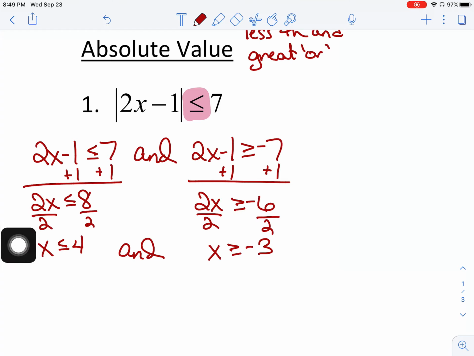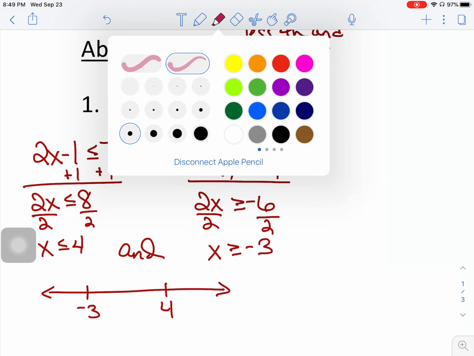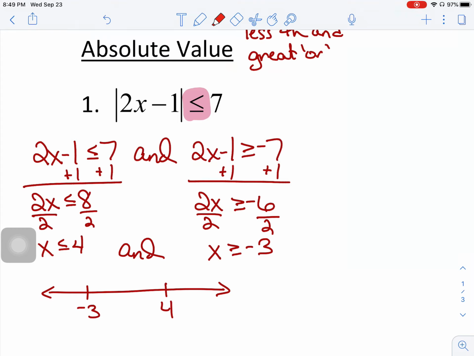So how do you find that? Well, a couple of methods. One method is to graph the two inequalities together. I'm going to change colors here, and let's see if I can make this work. Okay, so this says x is less than or equal to 4. From 4, things that are less than that would be to the left, so I'm shading all the way to the left. Separately, this inequality says x is greater than or equal to negative 3. So I'm going to start at negative 3 and shade to the right.